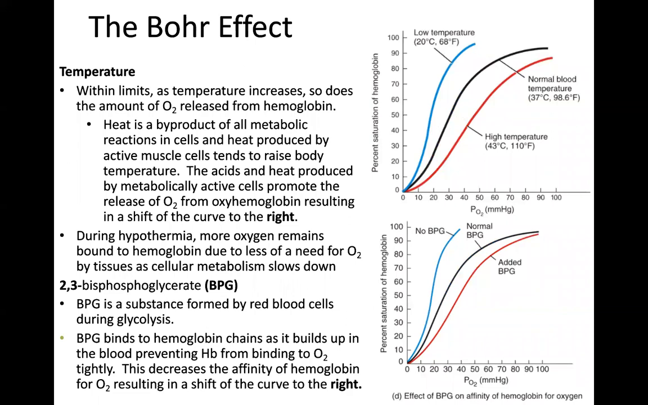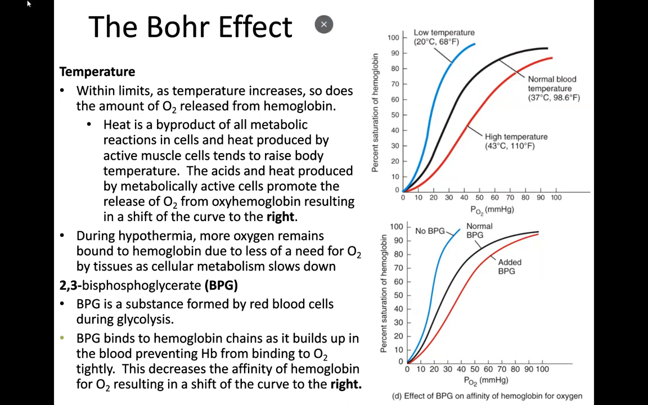And if we still think about exercising, not only do our CO2 levels go up and our pH go down, what happens to our body temperature? It goes up. So exercising would result in higher body temperature. And we see that here, higher temperature around 43 degrees Celsius has shifted the curve to the right. Heat is a byproduct of all metabolic reactions in cells, and heat produced by active muscle cells tends to raise body temperature. Acids and heat produced by metabolically active cells promote the release of oxygen from oxyhemoglobin, resulting in a shift of the curve to the right.